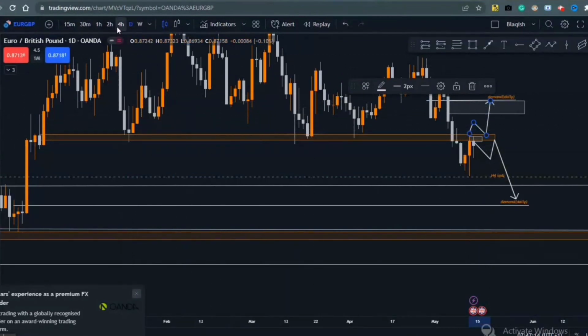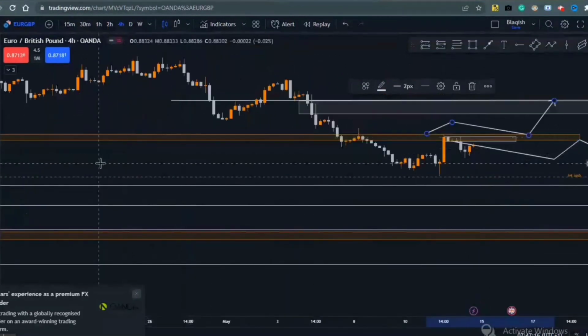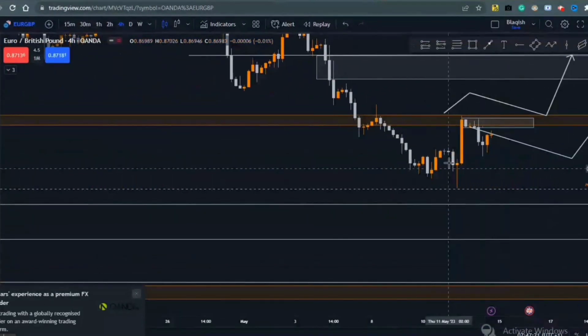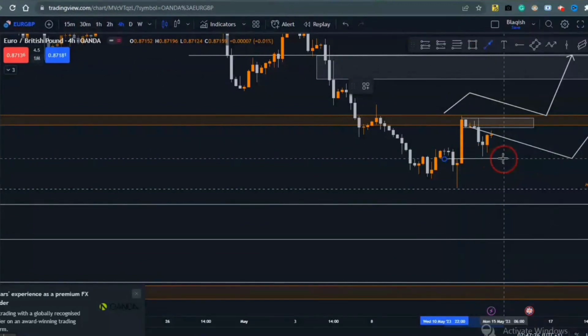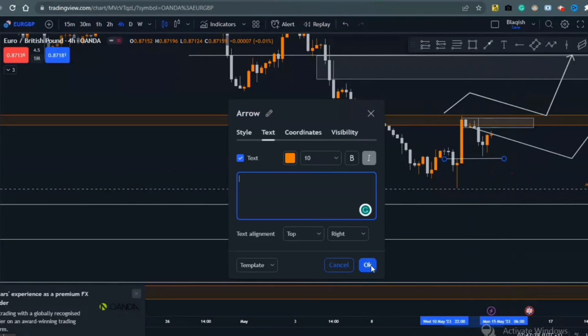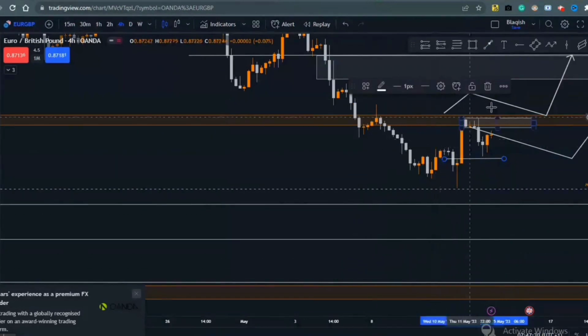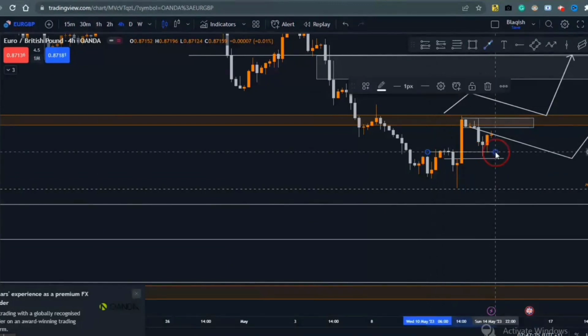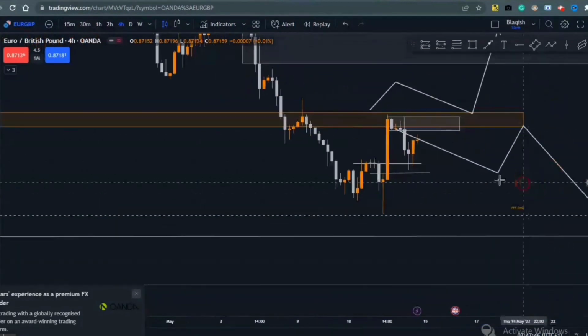Let's switch to a 4-hour time frame. Now on a 4-hour time frame, we have this demand area that the market has not already filled, but we have this support area that the market came, looked around this area, and then the market left behind a demand area. So I want this market to come and touch this demand area.